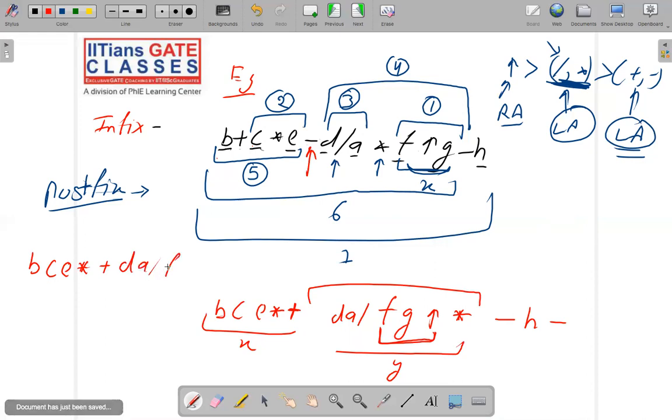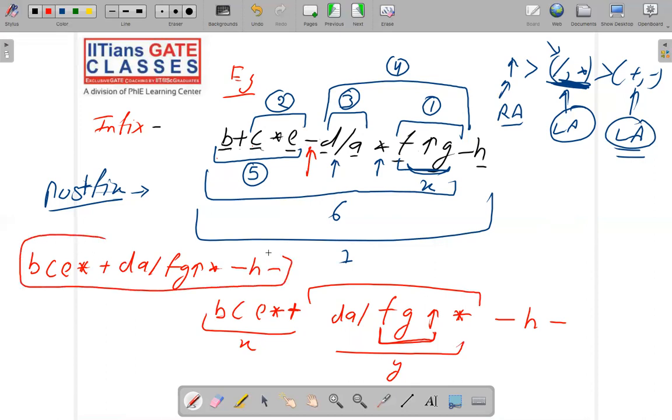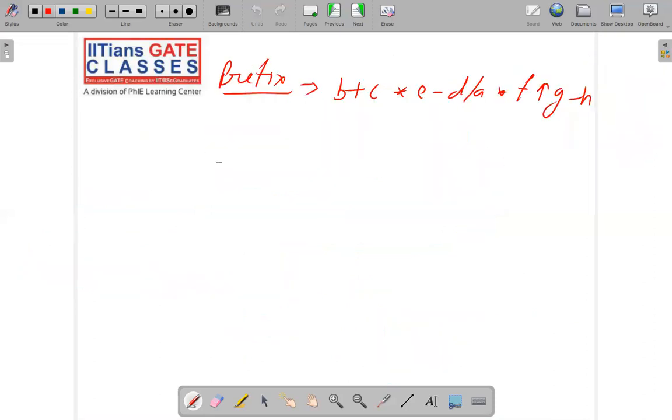Clearly, let me write: B C E star plus, D A divide, F G power, star minus, H minus. We will also see how a stack will evaluate it. If this is given to a stack, how does the stack compute its value? We'll see that also. First, let's see more examples.